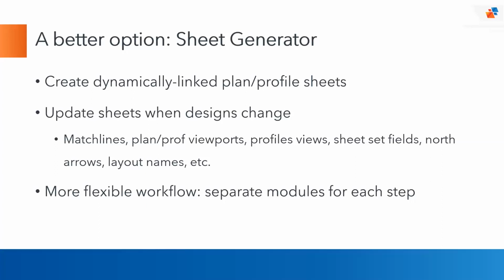So we're going to create dynamically linked plan and profile sheets. Dynamic meaning we don't just create them and then they're just kind of static sheets. We can update them after the fact. So when changes happen in your design, updating those sheets, be it match lines, the viewports themselves, the profile views like station and elevation ranges, sheet set fields, right? If you're using Sheet Set Manager, sheet numbers and stationing values, north arrows. I mean, there's a lot that goes into our sheets, right?